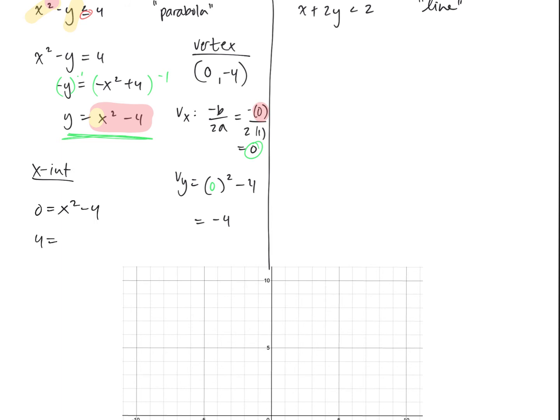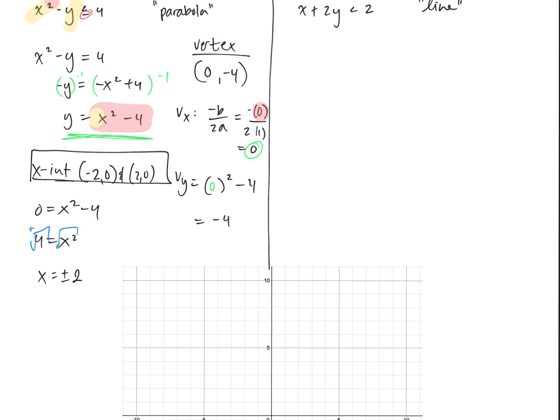Then we get 4 equals x squared. Let's square root both sides. Plus or minus. And then we get, let me rewrite this with x on the other side, x equals plus or minus 2. So my intercepts are negative 2, 0, and 2, 0. Boxing my answers because we're kind of getting squished for room. So let's go ahead and graph that.